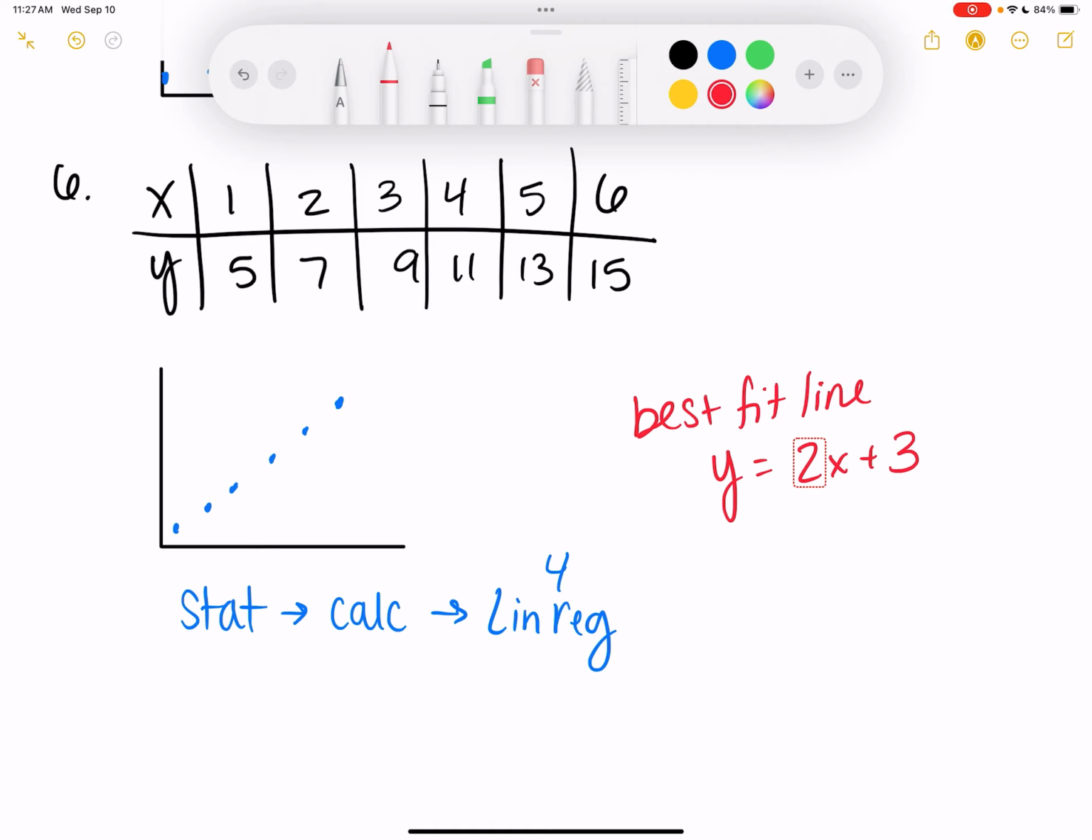Now, if you accidentally hit clear and you're like, oh no, then if you hit y equals, it shows you the equation. That's why we stored the equation. Wait, so that's the answer? Yes. Our answer's an equation? Well, the scatter plot's the first thing it asks for, but then the equation is the second part of it.